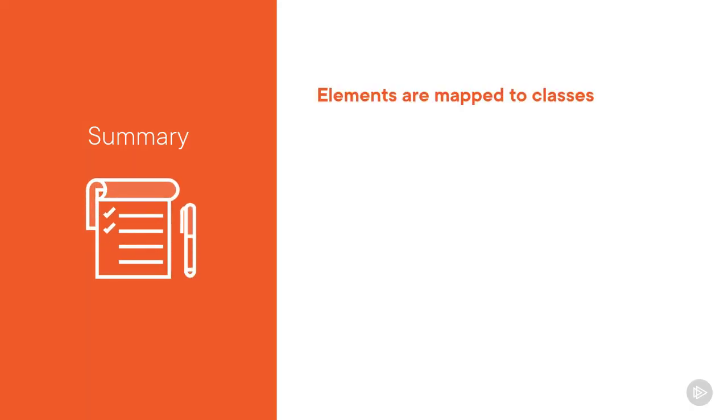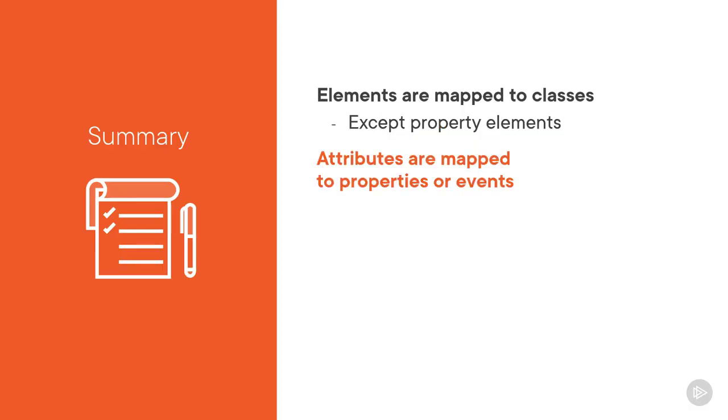In this module, you learned the basics to create and work with objects in XAML. You learned that elements are mapped to classes, except property elements. Property elements are mapped to properties. That is why they are called property elements. The elements that are mapped to classes are also called object elements, as they create an object of the class. On an object element, you can set attributes. The attributes that you set in XAML are mapped to properties or events.